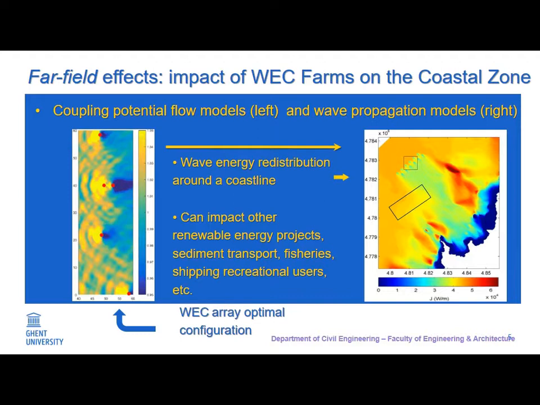So here we see the results on the left from the boundary element method, which are then coupled to the picture on the right, which is the wave elevations from a wave propagation model over a realistic coastline. What we see in the red and blue zones on the right-hand side image is an augmentation and reduction of the waves. Why are these important? Well, a modification of the wave field can in turn influence other sea users such as fishermen, such as coastal structures, other wave and wind energy projects, etc.